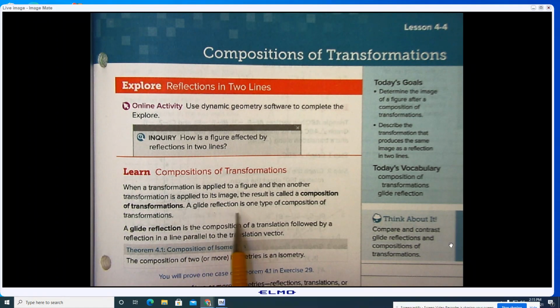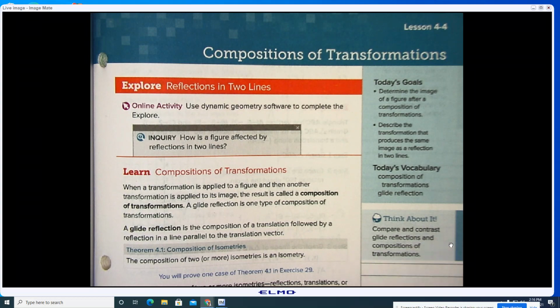A glide reflection is one type of composition of transformations. A glide reflection is the composition of a translation followed by a reflection in a line parallel to the translation vector. Composition of isometries: the composition of two or more isometries is an isometry. So the composition of two or more isometries, reflections, translations, or rotations, results in an image that is congruent to its pre-image. All right, so let's go ahead and look at our first one, glide reflection.